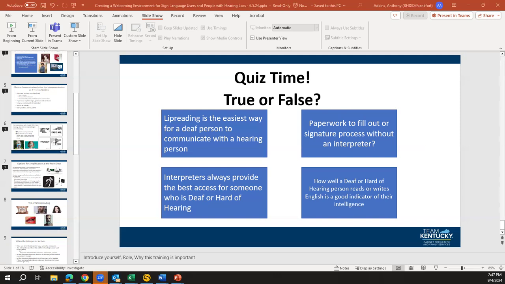Do we need a release of information for interpreters? So ROI is release of information, correct? This is Anthony. Yes. With each agency for everything, anytime you need to have the release of information for the agency umbrella or with the interpreters, yes, A to Z, still need to have that release.